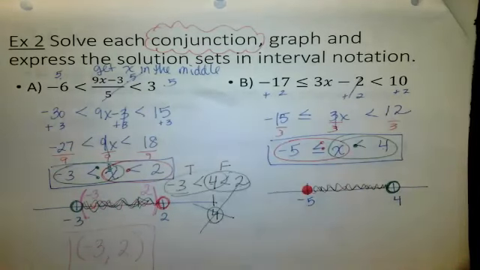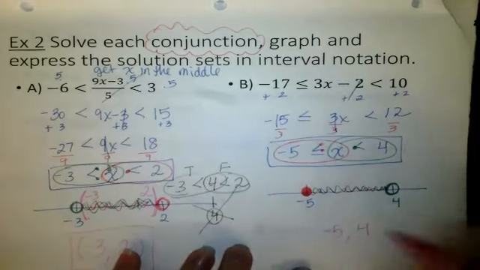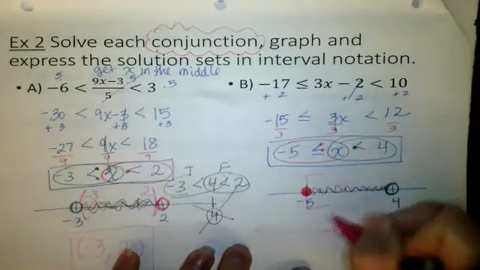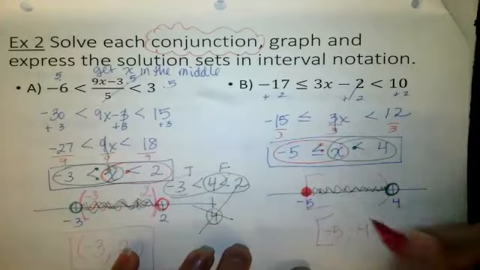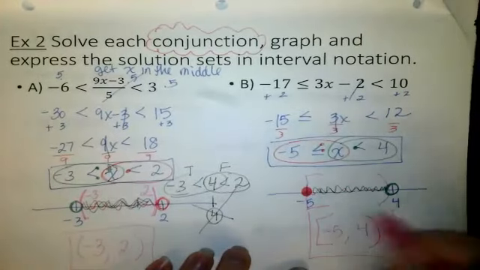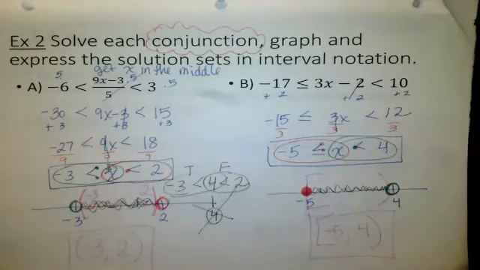So we're going to shade in between, the overlapping region. So what's the interval? -5 to 4. Bracket, parenthesis on the other side. That was awesome. Do you have any questions for me?